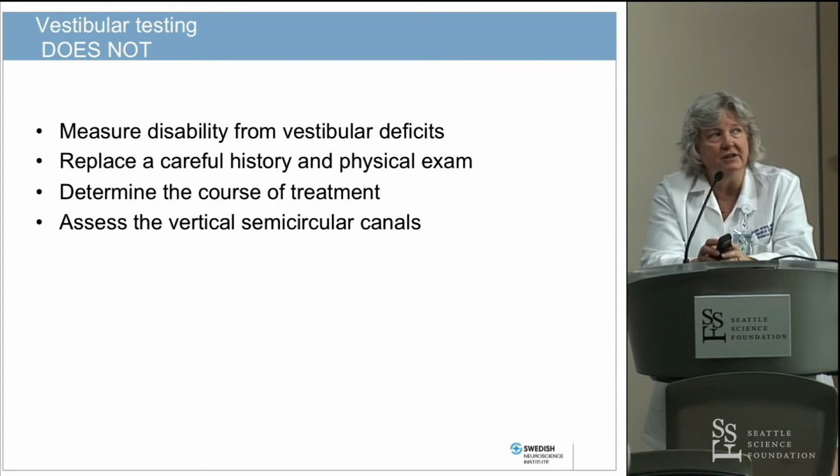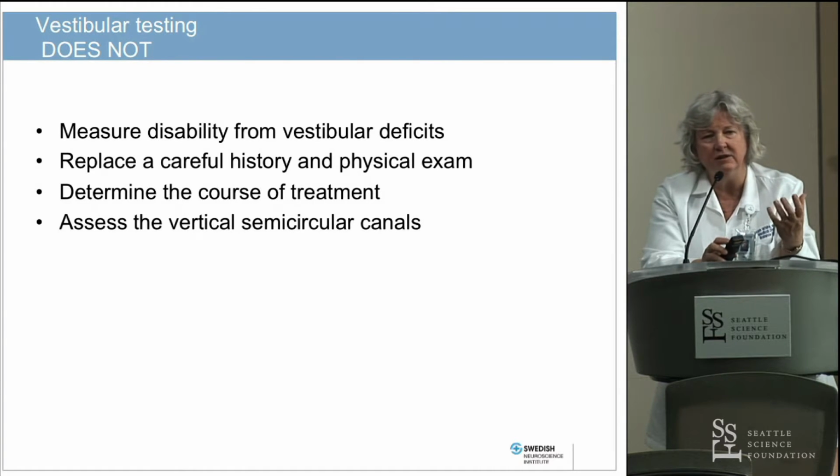We can't measure disability, and I don't do disability evaluations. That's right off the front. They call the office, I'm telling them I don't do disability evaluations. Testing doesn't assess disability. Disability is complicated. It's social. It's how much support you have at home, at work. Do you have to drive? What's your transportation? All kinds of stuff.